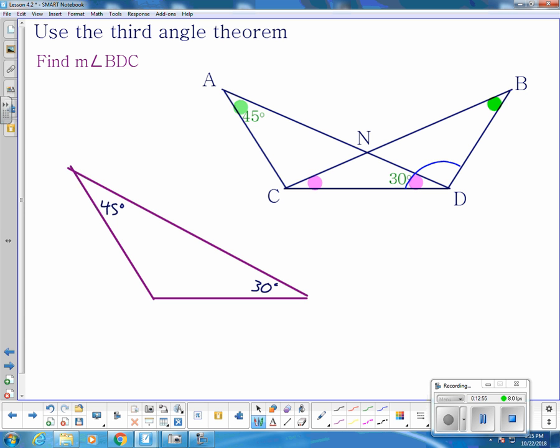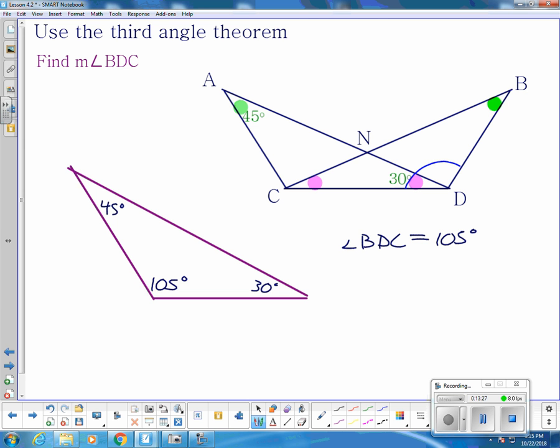75? 180 minus 75 would leave me with 105. Everyone understand how I got 105 for that big angle? So in this other triangle that's here, that's a reflection of this guy, this angle is the same, and these two pink ones are the same, so aren't the two big ones going to be the same? So angle BDC is also going to be 105.